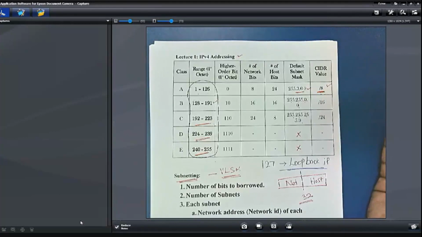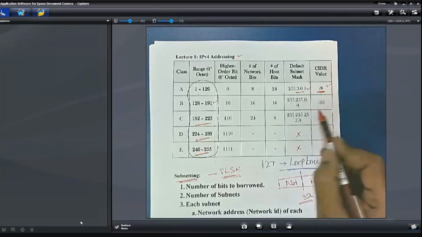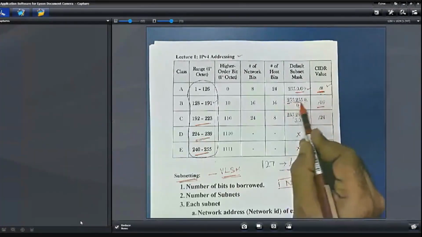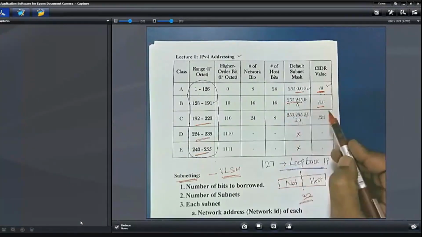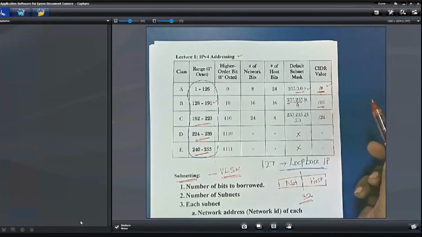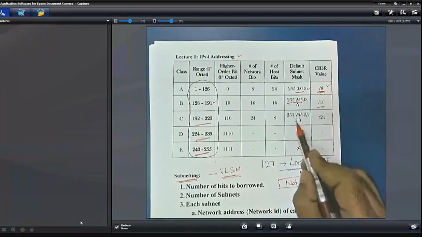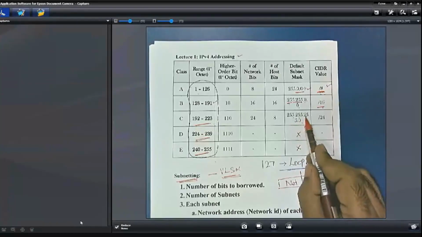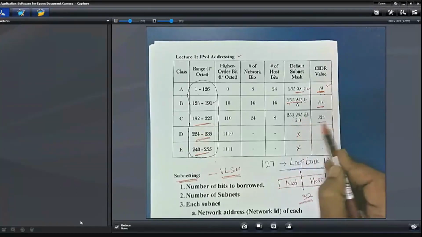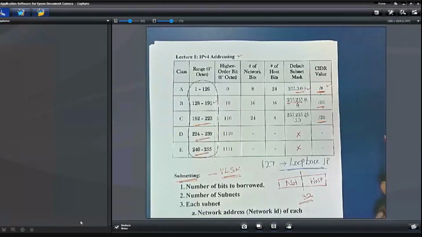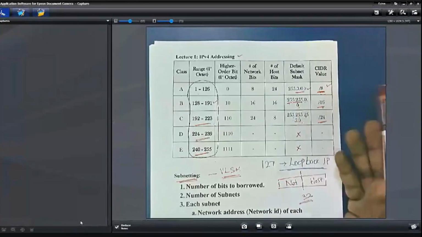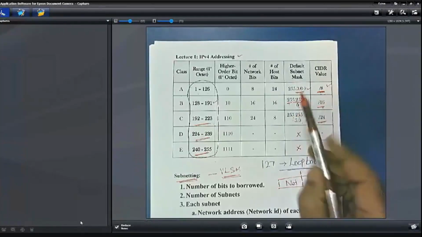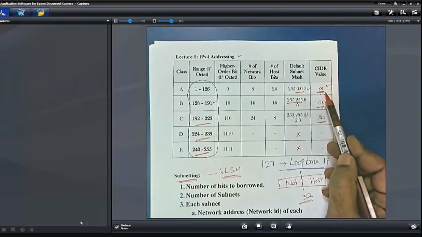Same here, with 255.255.0.0: 8 ones here and 8 ones here. So 16 bits are available in the network and 16 bits in the host, which I write as /16. For 255.255.255.0, I can write /24. So the CIDR value and the default subnet mask are related. There is nothing wrong in writing either form.